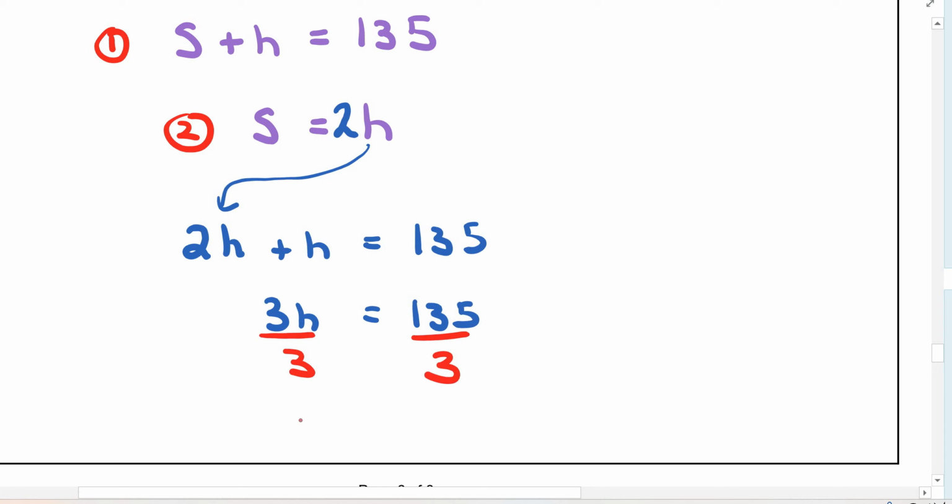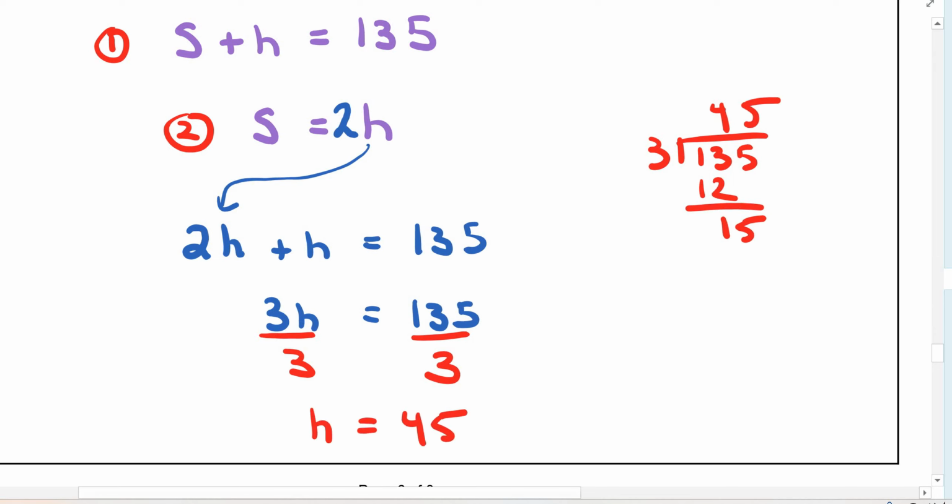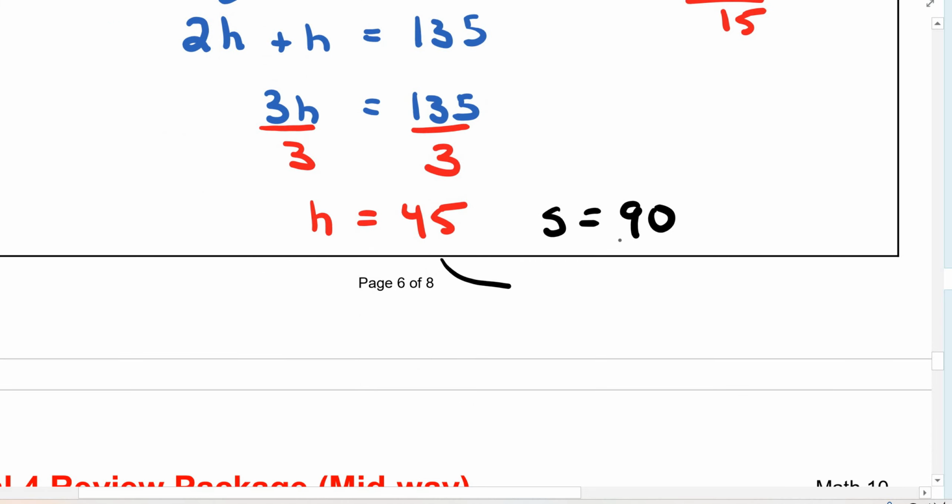Sometimes this is a little bit of work here. So if I divide 3 into 135, I guess that'll be 4, 12, 15. So 45, right? So H would equal 45 hot dogs. And since sodas is double that, 45 times 2 is going to be 90. And if I add these together, 45 plus 90, that does give you 135 combined sales. All right, so there's your word problem of the day.